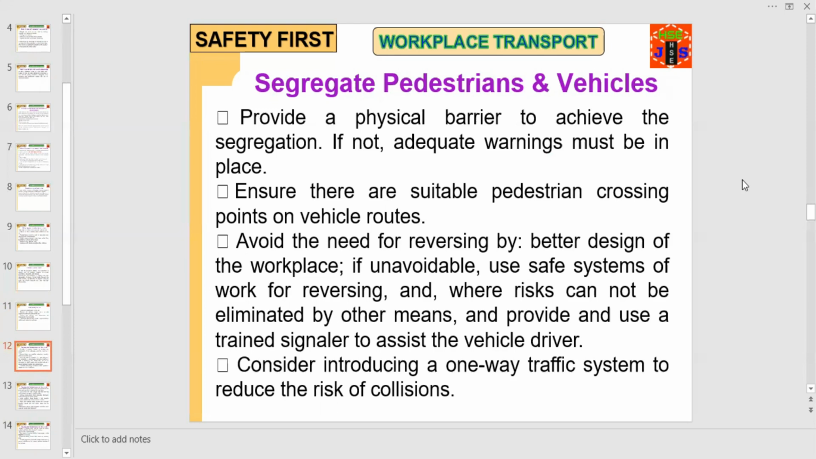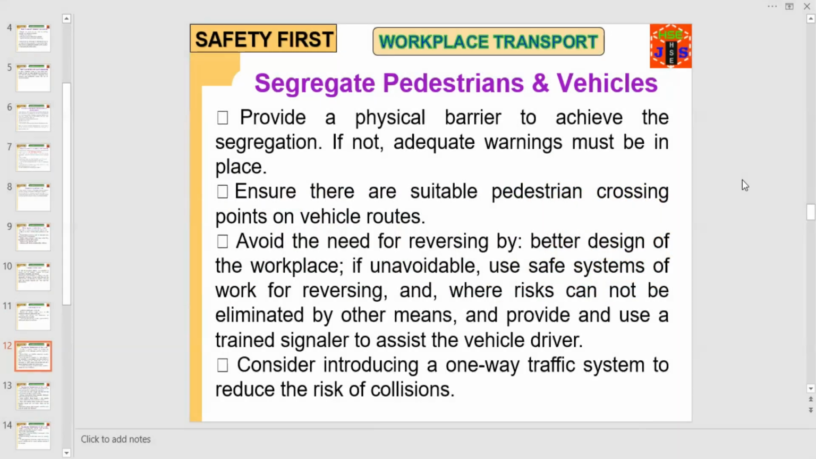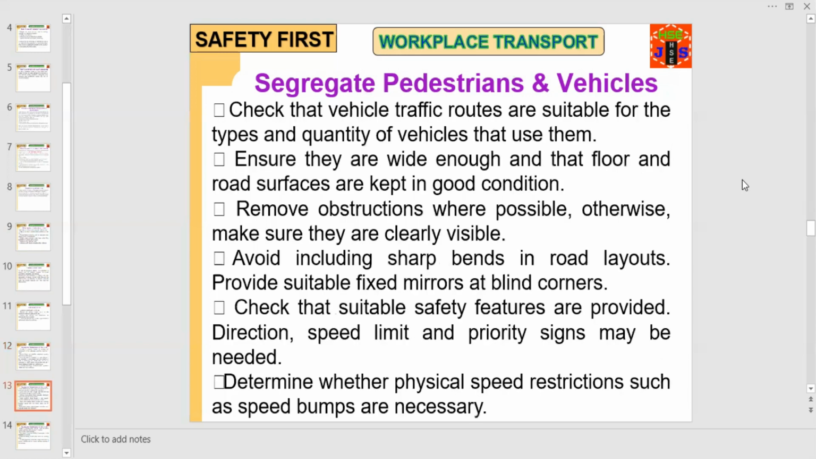And where risks cannot be eliminated by other means, provide and use a trained signaler to assist the vehicle driver. Consider introducing a one-way traffic system to reduce the risk of collisions. Check that vehicle traffic routes are suitable for the types and quantity of vehicles that use them. Ensure they are wide enough and that floor and road surfaces are kept in good condition, meaning they are maintained.